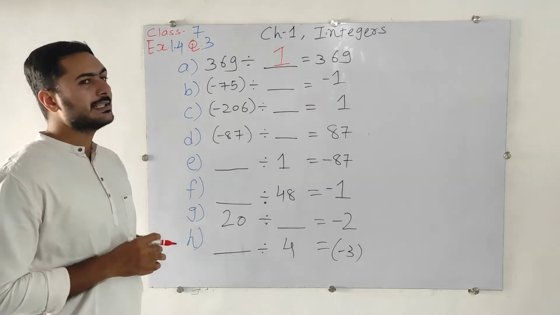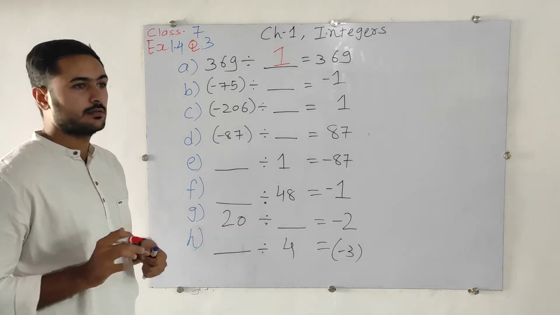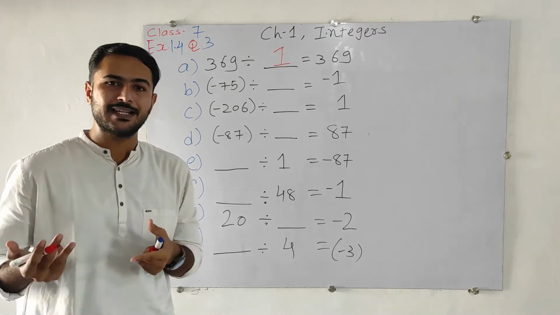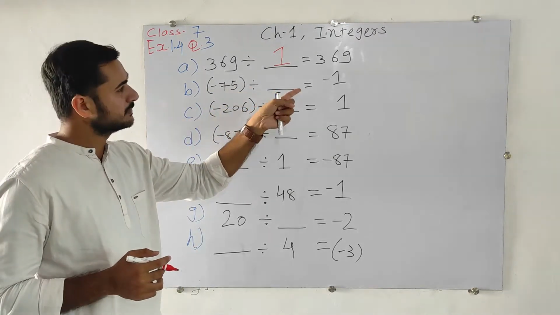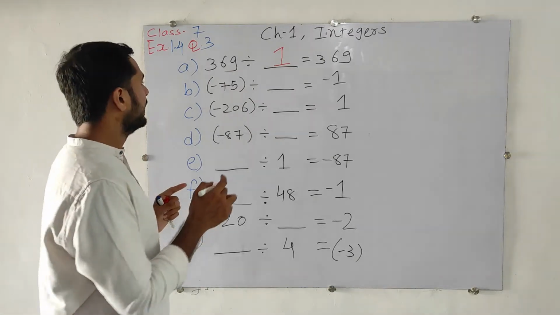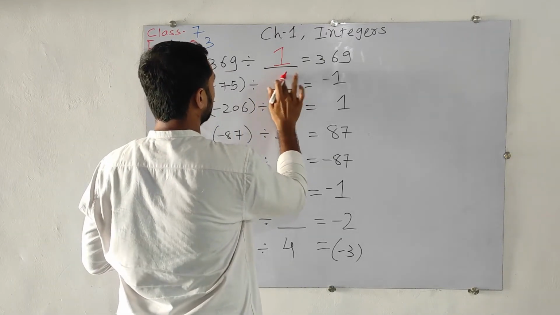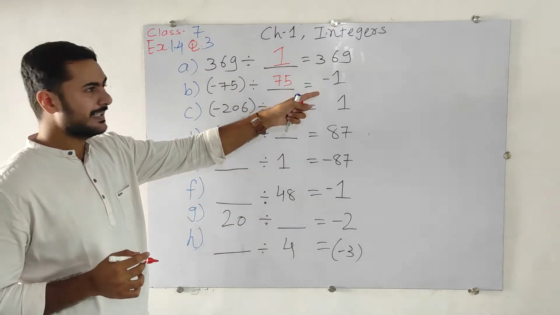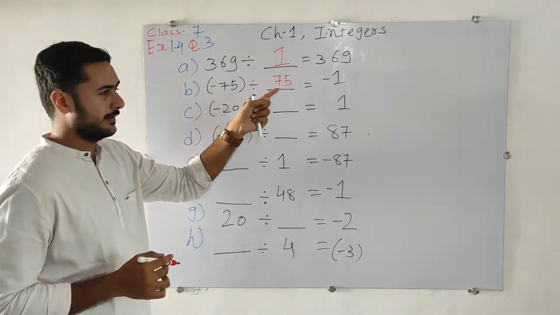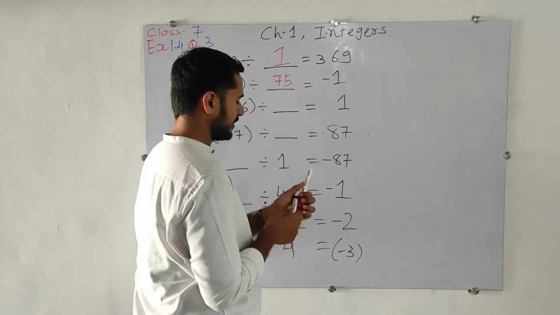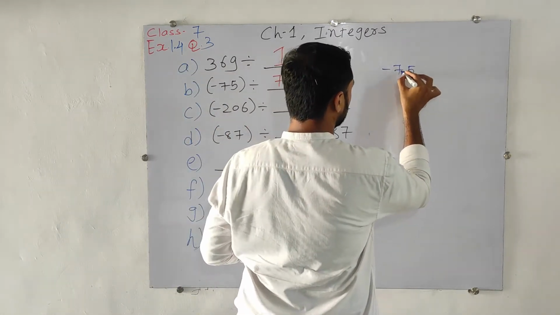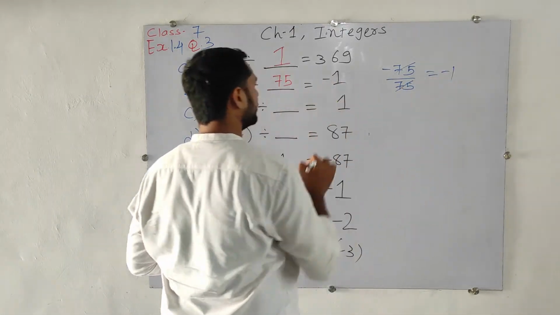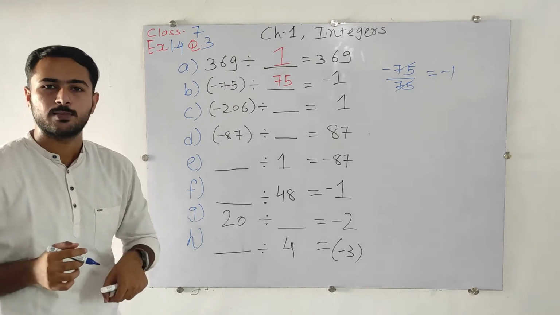Then the second, B: minus 75 divided by something is minus 1. We know very well that 5 divided by 5 is 1, 7 divided by 7 is 1. Here minus 75 divided by something is minus 1. If I do minus 75 divided by 75, then 75 will cancel. What will remain? Minus 1. Here we have minus 1. So our answer is 75.